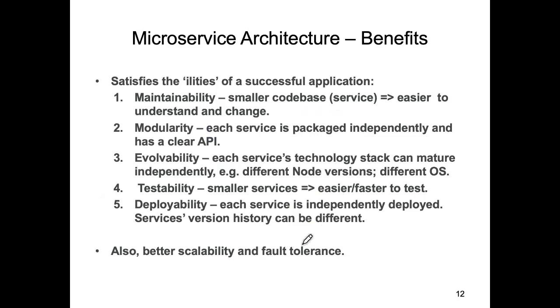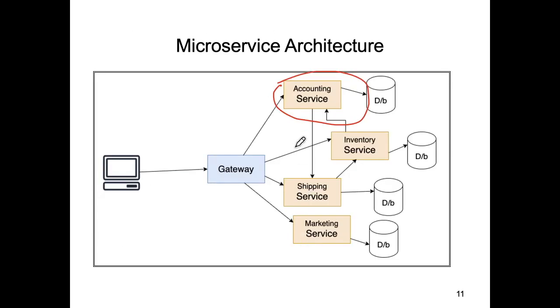Fault tolerance, it's kind of the same argument. Let me just clean that up. If the node that this service is running on is inaccessible from a networking point of view, because these other services are running on different nodes, then they may not be affected as a result.